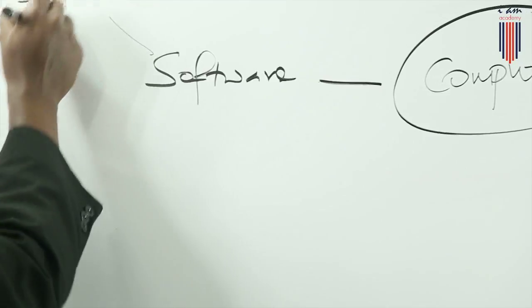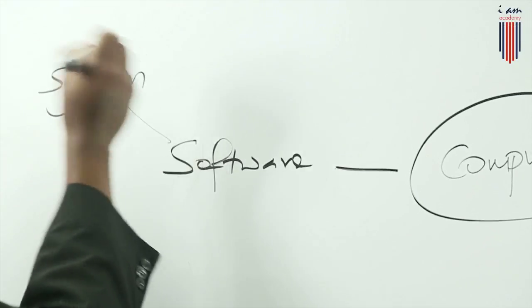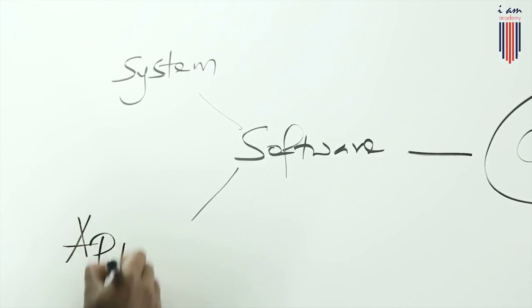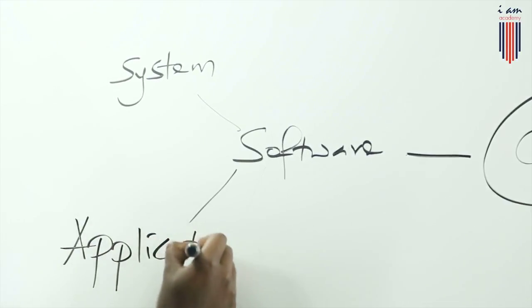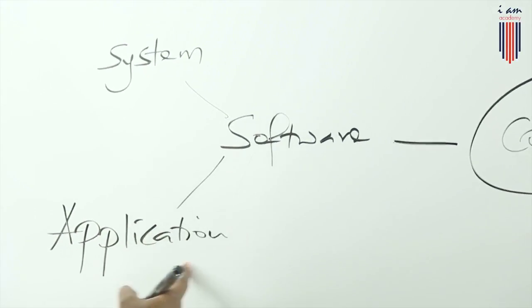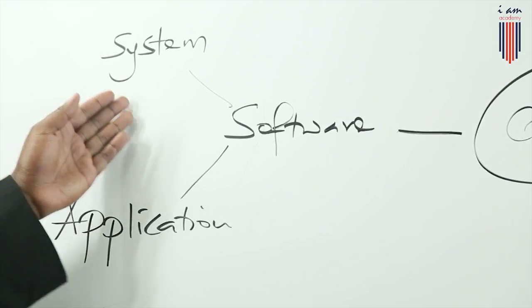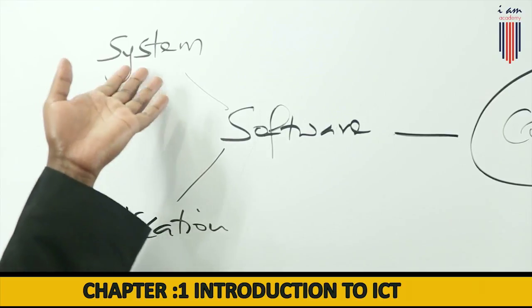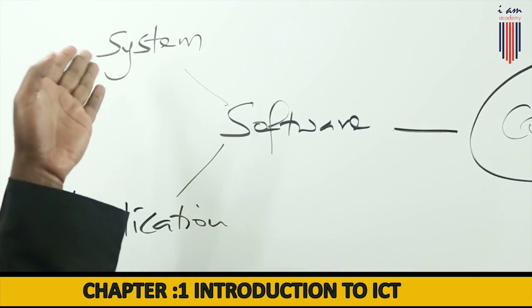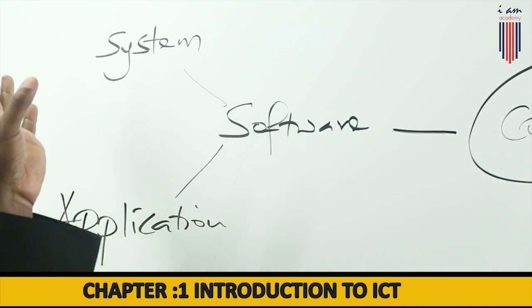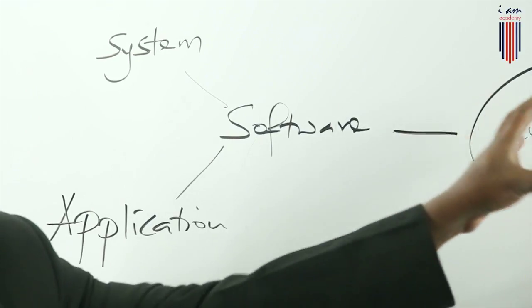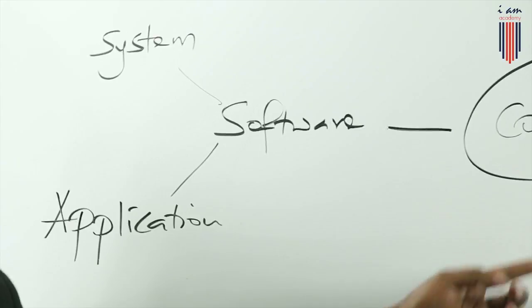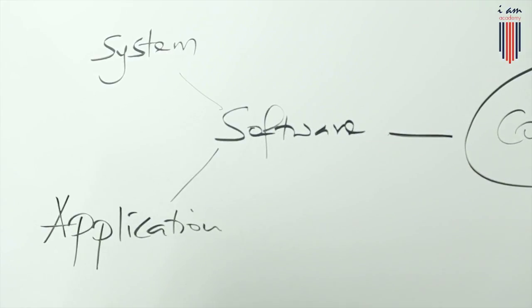System software and application software. So if we can start with system software. What is system software? These are programs that are primarily charged with the duty of telling the computer what to do. In other words, they manage the operations of the hardware directly.